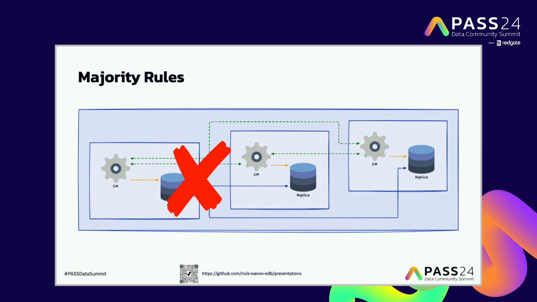A question, yes? So in this case, what happens if the primary is okay, but the cluster manager fails? Well, depending on the cluster manager that you use, the answer will be different. So the question was, what happens if the cluster manager fails, but the primary database instance itself is still running? So like I said, the answer is different.